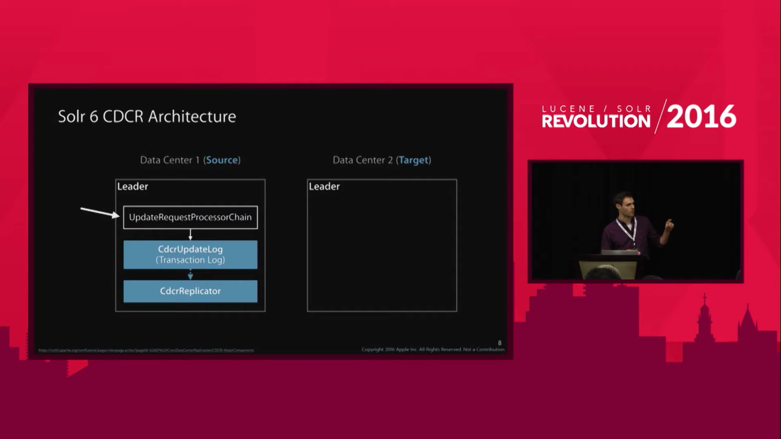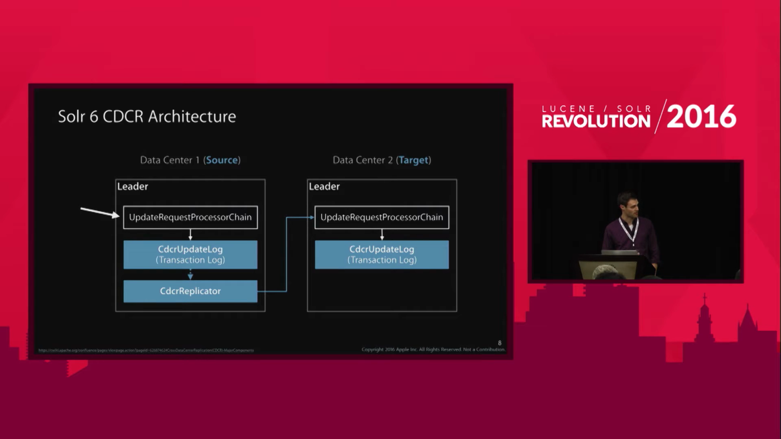Meanwhile, you have a separate thread running in the background, the CDCR replicator thread, which is polling the transaction log for new updates. When it finds new updates, it farms them out to the leader in the target data center, at which point they go through the same update request processing chain. And then they're written to the transaction log on that side, which again is the update log specific for CDCR. And in the target data center, there is no CDCR replicator thread running, and so you prevent the circular mirroring process.